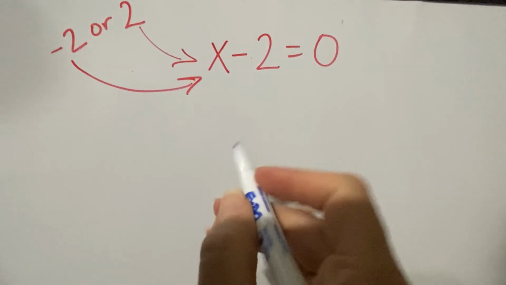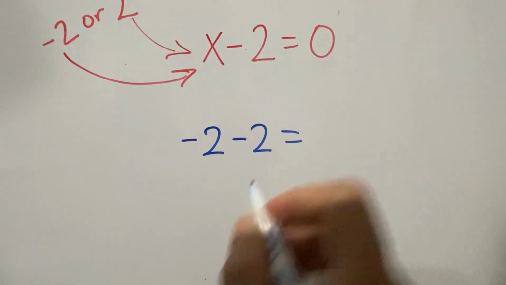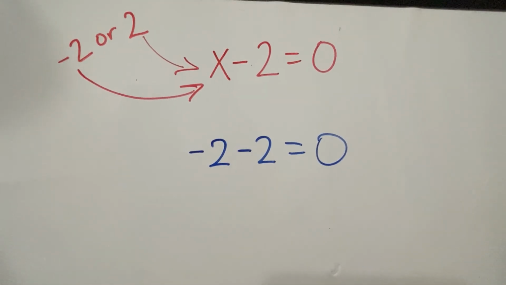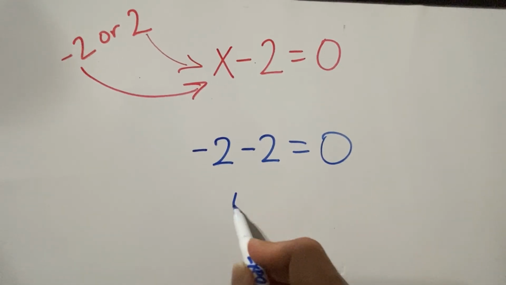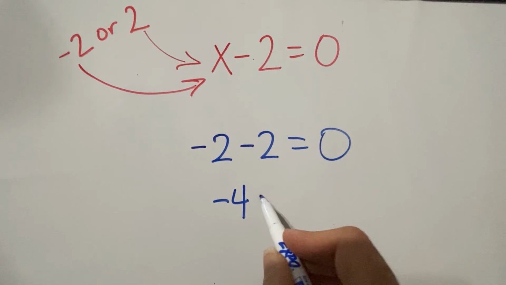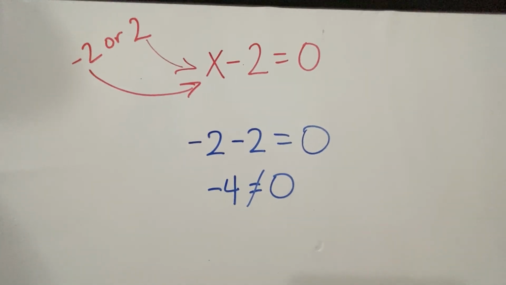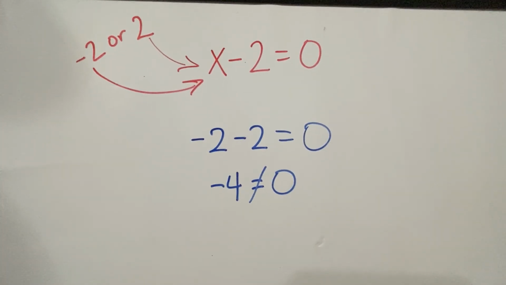And we're going to put negative 2 in for x. Negative 2 minus 2. Does that equal 0? Well, last time I checked, 2 negatives, you add the numbers together, keep the negative sign. Last time I checked, negative 4 does not equal 0. So therefore, this is not true. This is not true if you use negative 2.